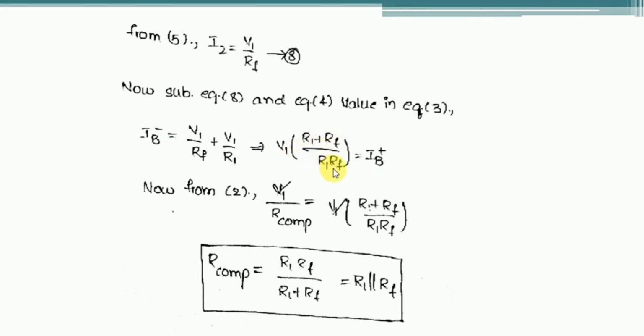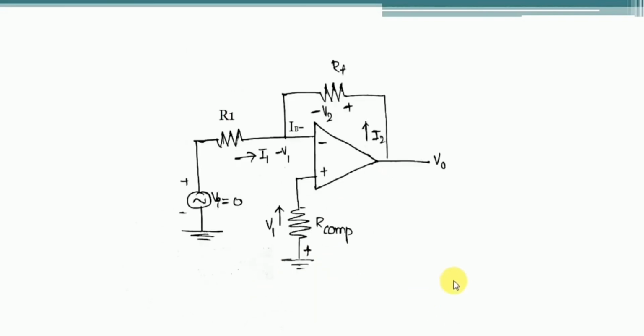Now from equation 2, what is equation 2? That is IB plus is equal to V1 by R compensation. Simply equate those equations, then finally we will get the R compensation value as R1 RF by R1 plus RF, which is nothing but R1 parallel to RF. So this is the value that we have derived. If you maintain this R compensation value, then we will get the voltages V1 and V2 equal, which in turn makes the output voltage V0 zero if there is no presence of input signal.